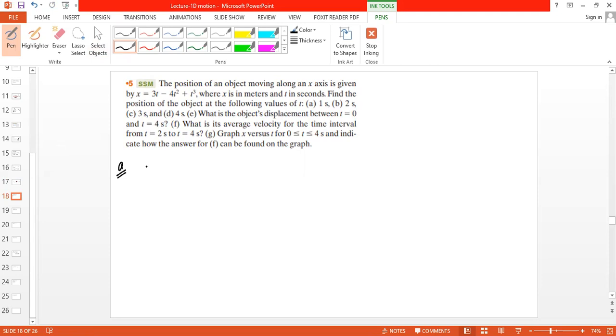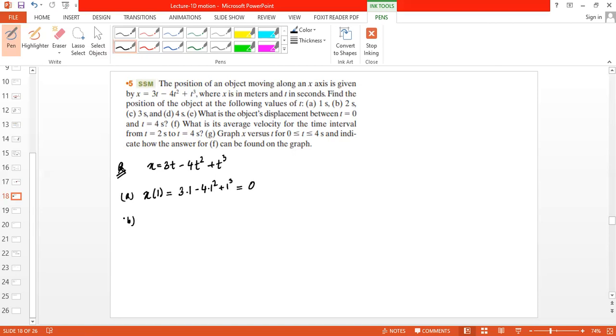Okay. So now x equal to 3t minus 4t square plus t to the power 3. This is the position as a function of time. Then I have to find the position at time t equal to 1 second. That means A is the position at t equal to 1 second. x of 1 is equal to 3 into 1 minus 4 into 1 square plus 1 cube. That is equal to 3 minus 4 plus 1, that is equal to 0.